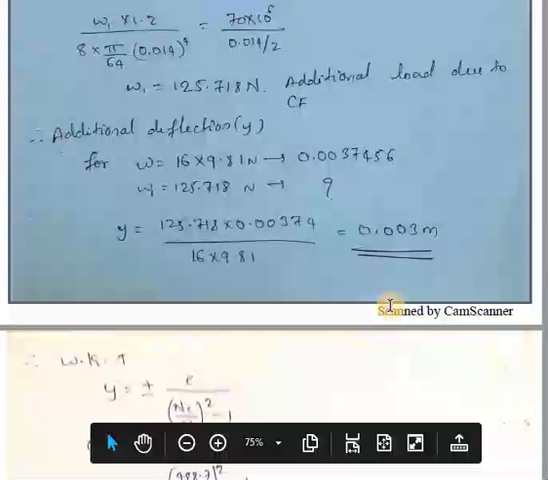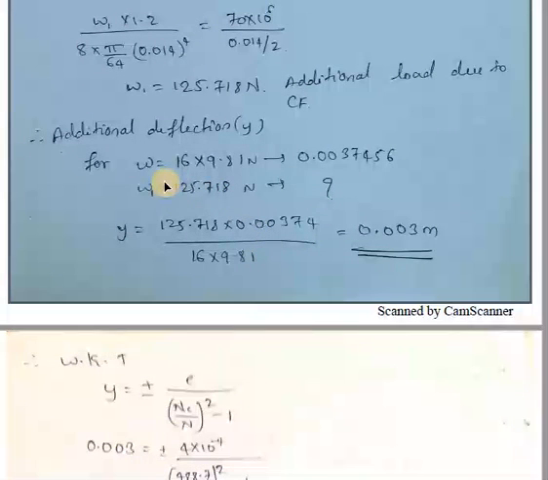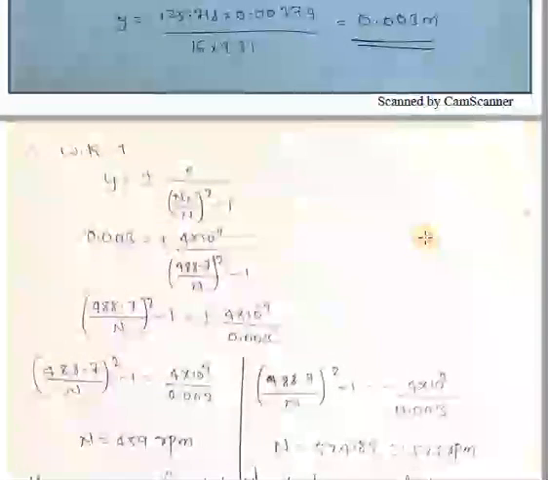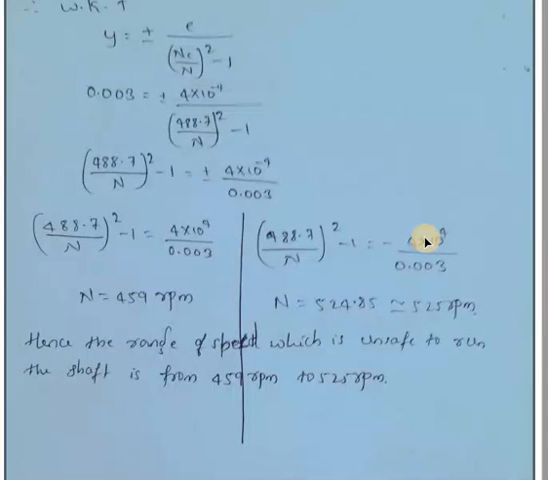Now for that you need to calculate additional deflection. For W equal to M into G, that is 16 into 9.81 Newton, this is the deflection. And for W1 equal to 125.7 Newton, what is the deflection? Just cross multiplication: this into this divided by this. If you do that, you will get Y as 0.003 meter. But we know that for the deflection, we have the equation as plus or minus e divided by (NC by N) whole square minus 1. So from this, you can calculate the range of the speed.